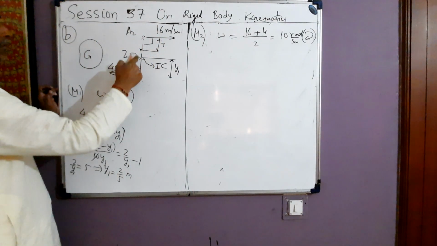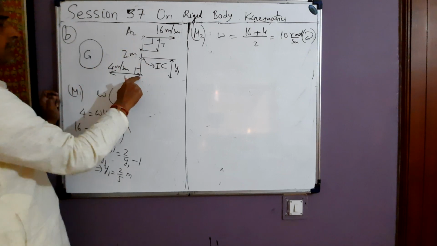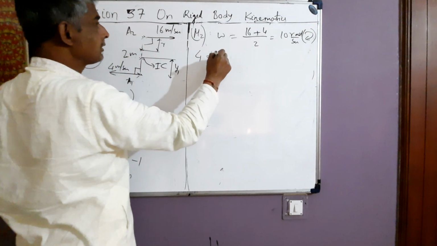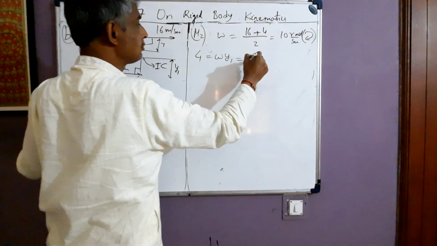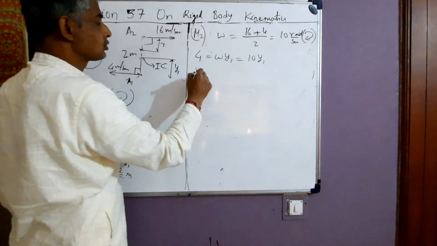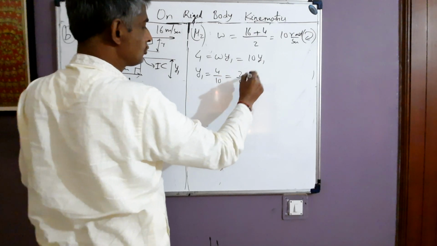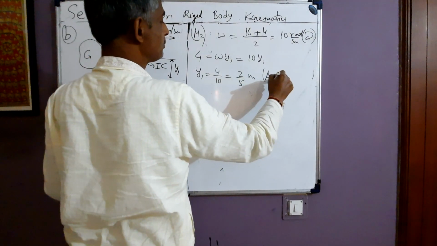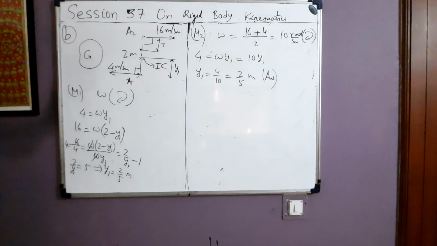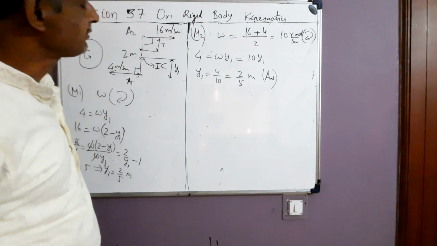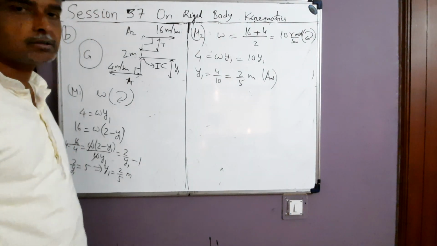Now I take either A2 or A1. A1 is at a distance of y1 from IC. The velocity of A1 is 4, that is omega y1, which is equal to 10 into y1. So y1 becomes 4 by 10 meter, that is equal to 2 by 5 meter. Same answer as you obtained by method 1. So y1 is equal to 2 by 5 meter. That is therefore the required answer. Alright.